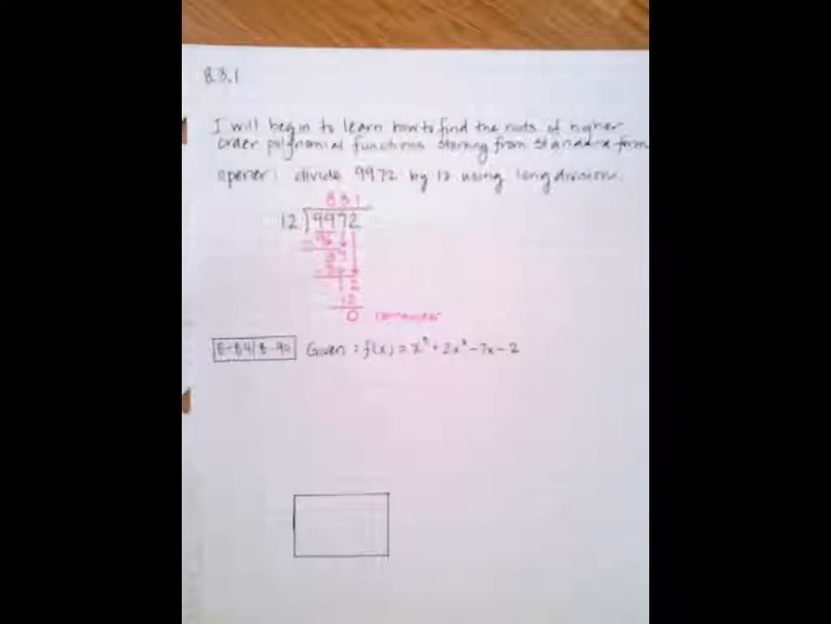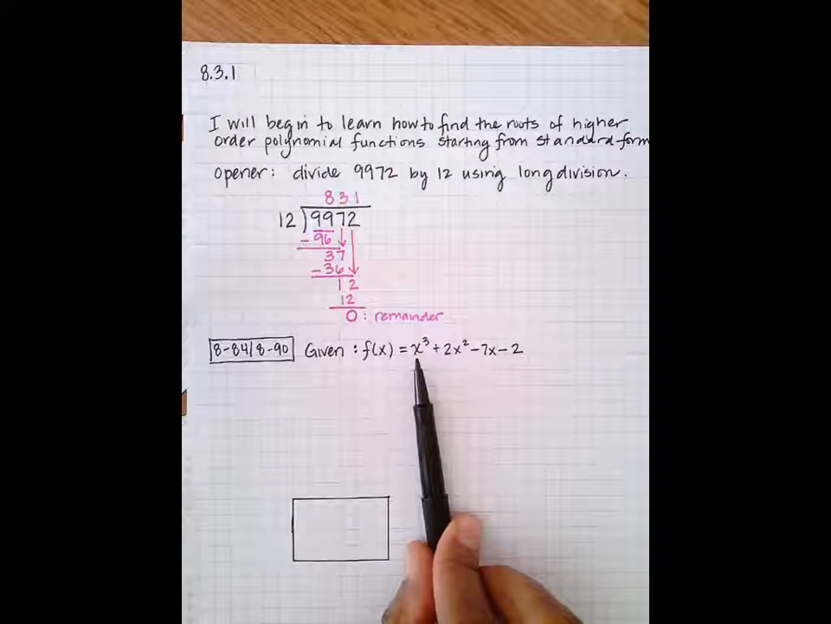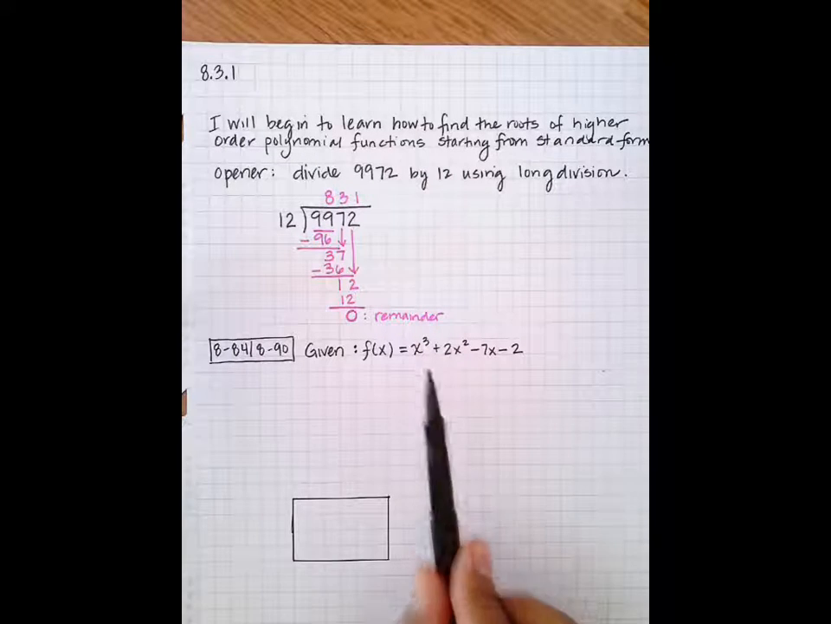Hello, this is the first problem of section 8.3.1 after the opener. So we are given a polynomial. This is a third degree polynomial based on the degree of the leading term. And we are starting with the idea that if we look at a graph of this, we can see one real root. And again, all odd degree polynomials would have at least one real root.